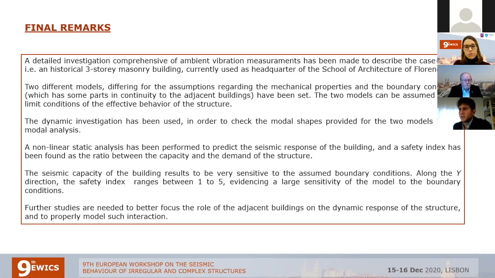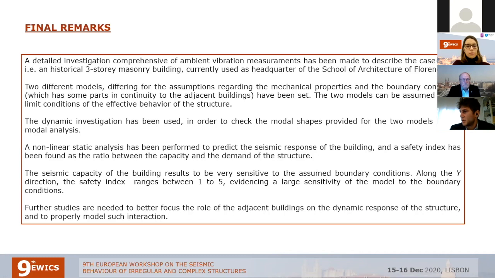And of course, as a final remark, we can say that the seismic capacity of the buildings results to be sensitive to the assumed boundary conditions, and especially along the Y direction, the safety index ranges between 1 to 5, evidencing a large sensitivity of the model to the boundary conditions.